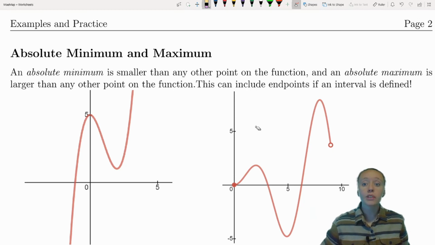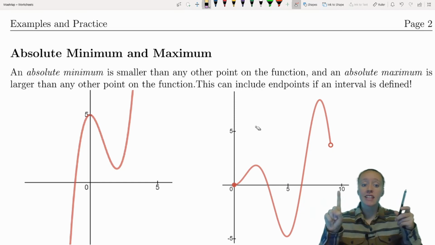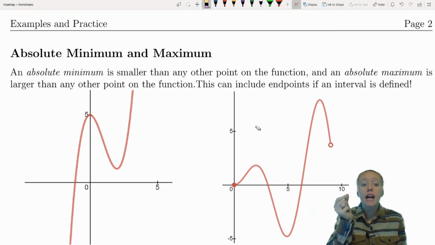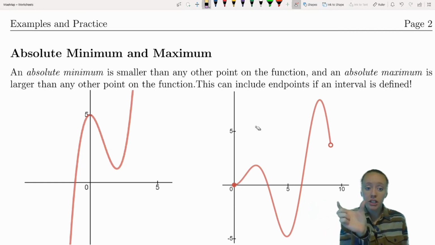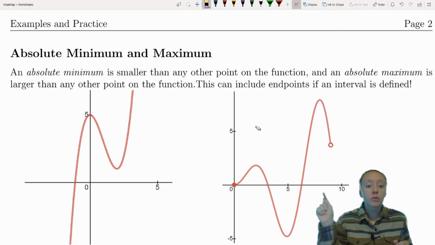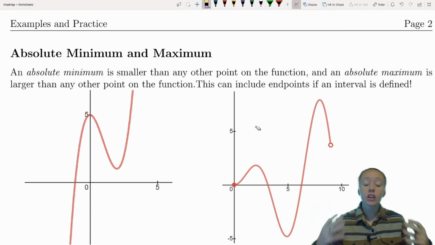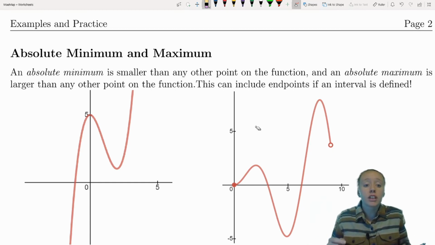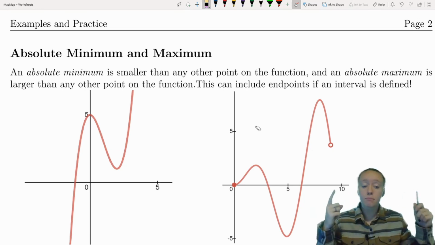So you're only ever going to have at most one absolute minimum value. You can have multiple points that have that same absolute minimum value, but there's only going to be at most one absolute minimum function value. Same with an absolute maximum. It's just larger than any other point on the function. Again, you're going to have at most one absolute maximum value, but that value can have multiple points.